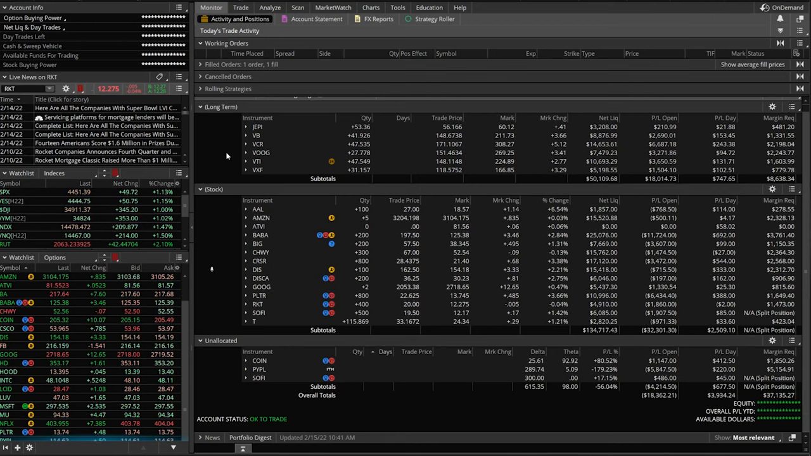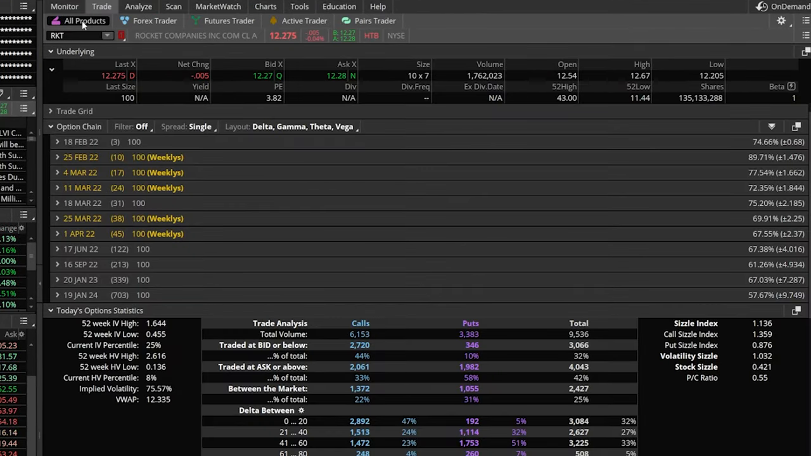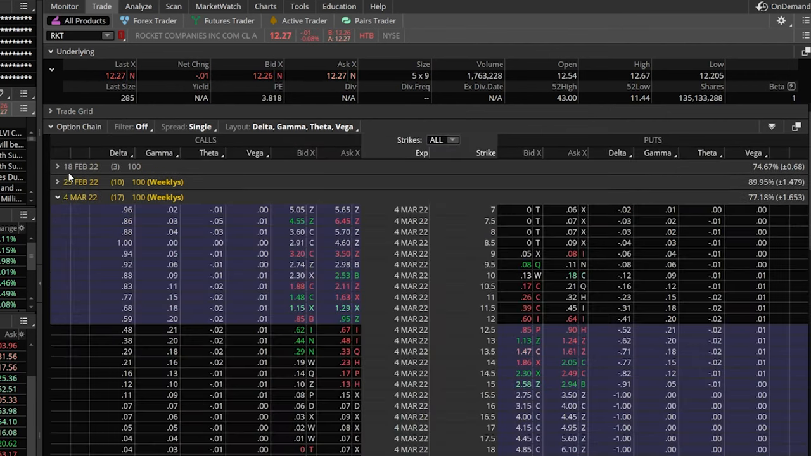So to do that, let's come on up here to the trade page, second tab at the top, and then make sure we're on the all products page. Now on this page, this is where we can actually see all of the available expirations, in this case for Rocket. So down below we can see we've got 18 February, 25 February, 4 March. And if we decided to put on a butterfly, we simply need to click on one of these. So let's say we were looking at 4 March. We're going to go ahead and click on that to open it up.